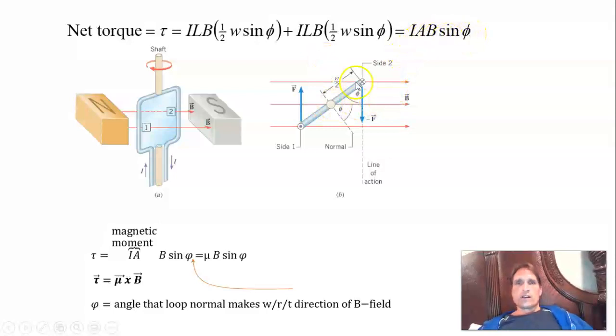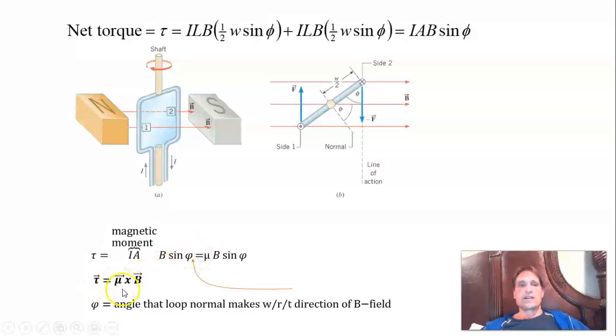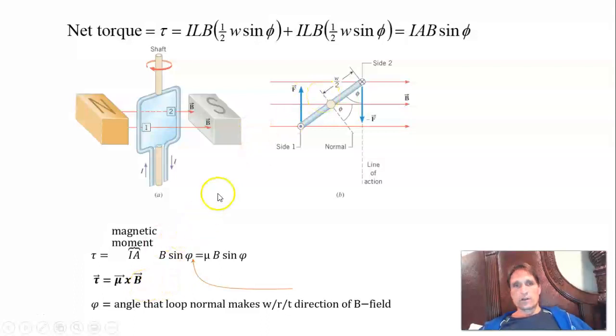Okay, this is just the equation for the cross product, remember? The cross product is just the magnitude of the first vector, which is the magnetic dipole moment, current times area, times the magnitude of the second vector, which is B times sine of phi, and we can write that as the torque is the cross product of the dipole moment with the magnetic field. Okay, so that's our equation for the torque on the loop.